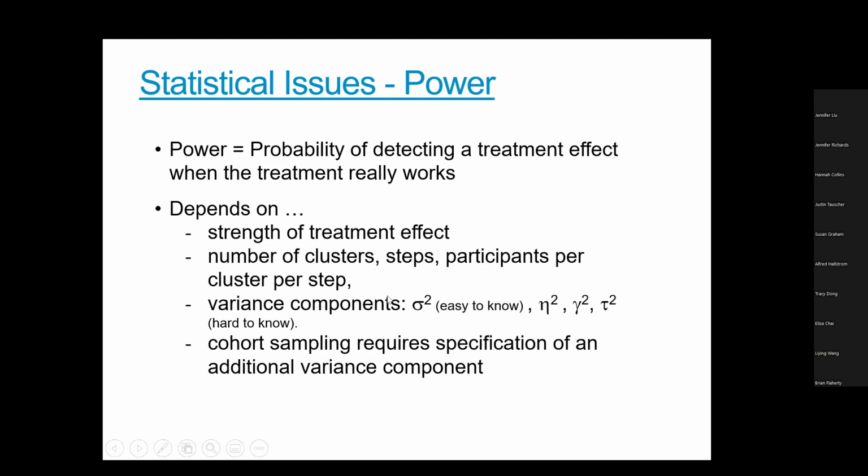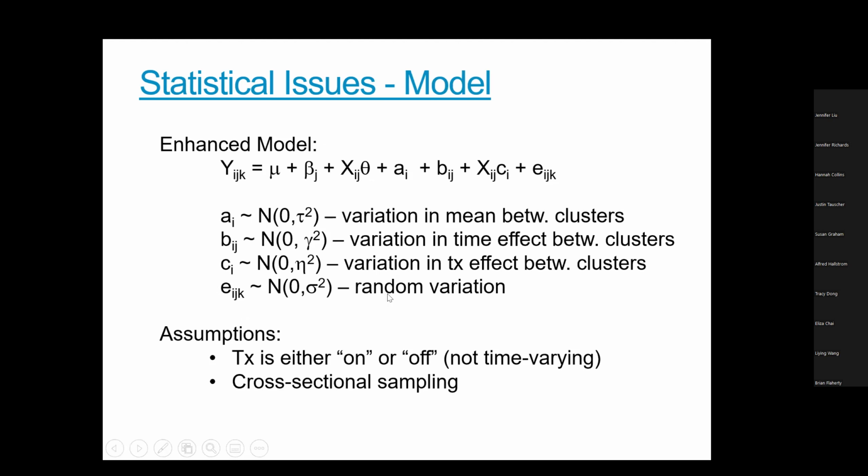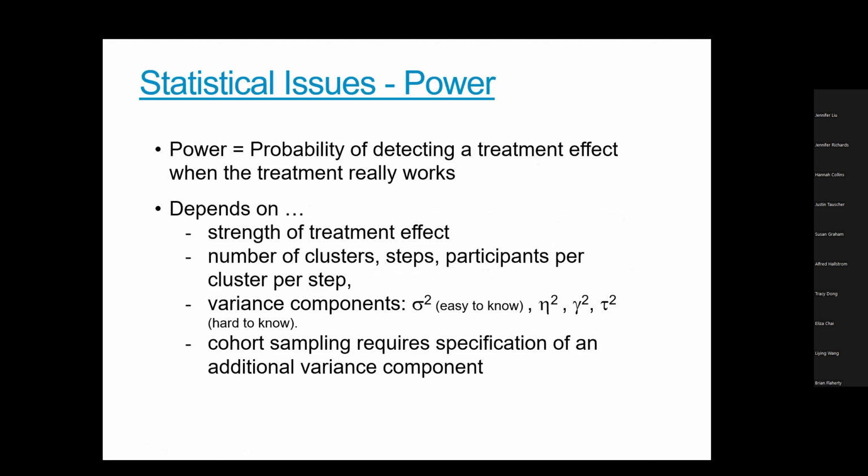The other part is, okay, we talked about this wonderful enhanced model, but it's got all these things that we call variance components. We talked about the variation in the mean between clusters. Okay, what's the variation in the time effect between clusters? What's the expected variation in the treatment effect between clusters? You might think if I knew all this, I wouldn't have to do the darn trial. But those are important and harder to know when you're trying to design a study.